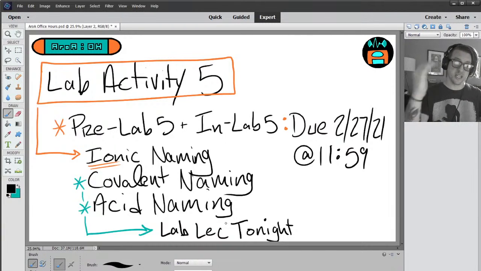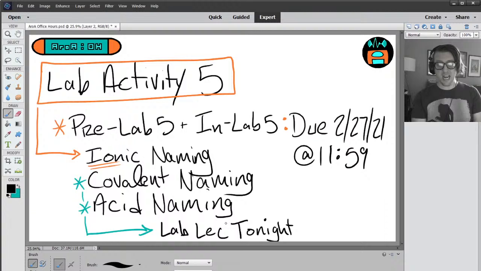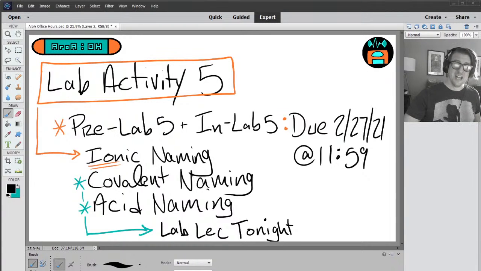But I'm going to cover those things, and that way, between lecture today and Thursday, and then between the lab lecture tonight on covalent naming and acid naming, you'll be able to do all the nomenclature stuff. So you'll be able to take the pre-lab quiz and finish the in-lab assignment by this Saturday. And if you're antsy about it, because you need to be studying for the exam, the cool thing is ionic nomenclature is a significant portion of the upcoming test. It's 25% of the upcoming test, to be exact. And doing these worksheets will help you study for that portion of the exam. So you can kind of kill 2 birds with 1 stone.